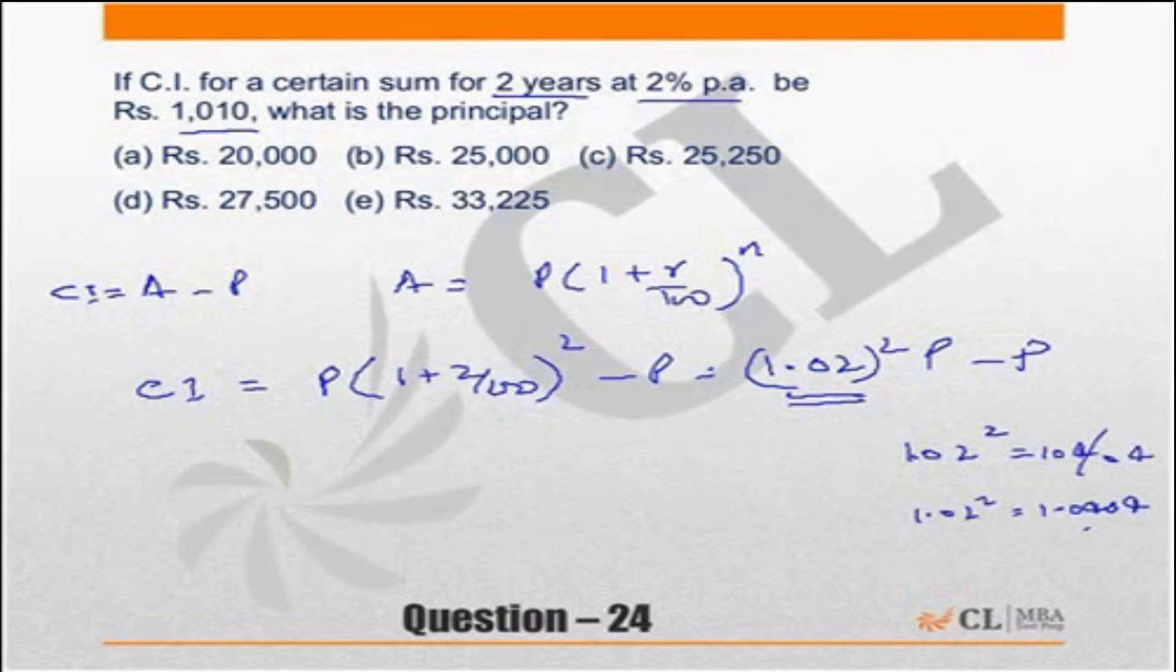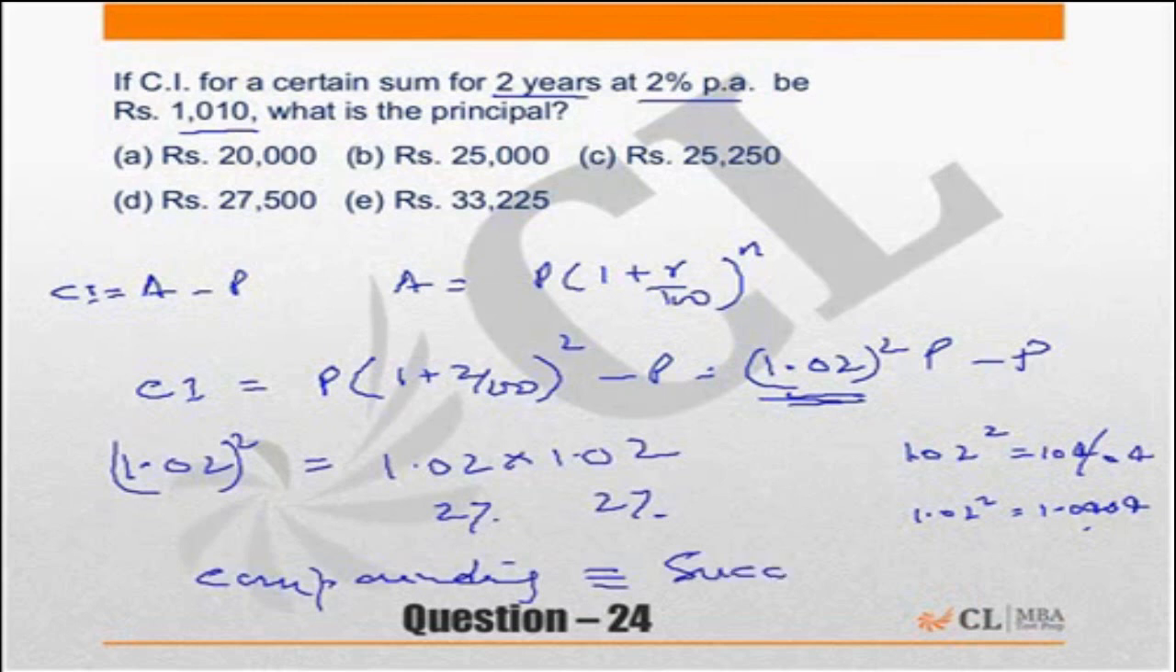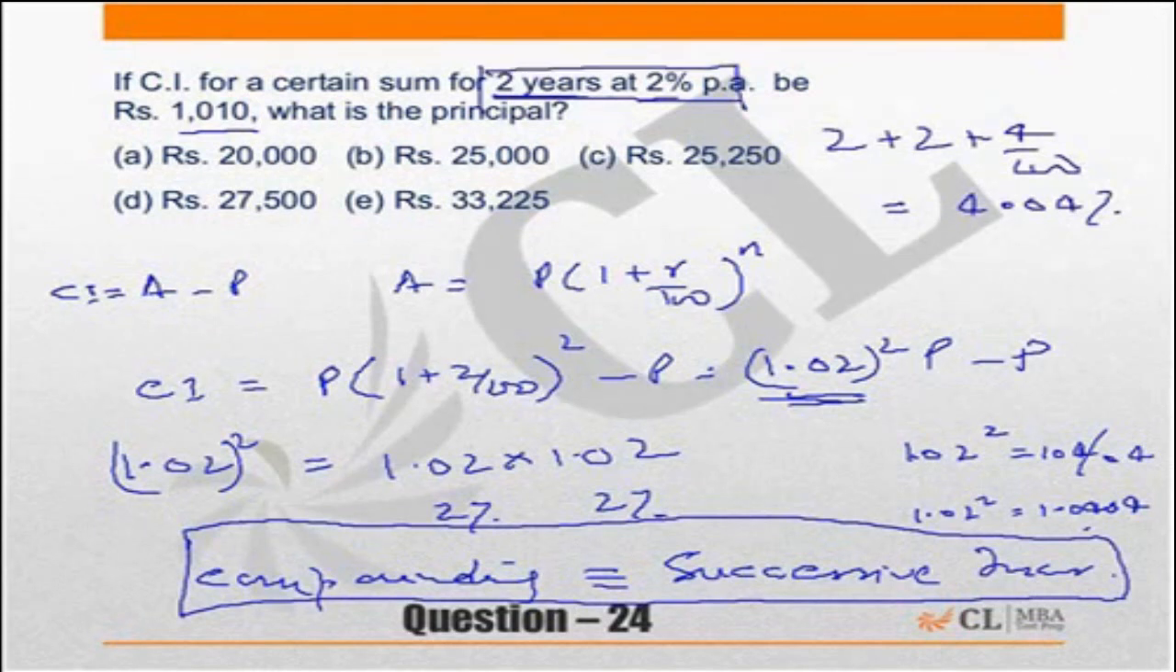But what will be easier for many of you is to remember what this actually is. When I am writing 1.02 square, what am I doing? I am doing 1.02 into 1.02. This is nothing but two successive increments of 2%. So what you need to remember is that compounding is equivalent to successive increments. Or in other words, 2 years 2% is nothing but 2 plus 2 plus 4 upon 100, which is 4.04%. Or two successive increments of 2% will give me 4.04%, or the amount of compound interest will be 4.04% of the principal. Okay.